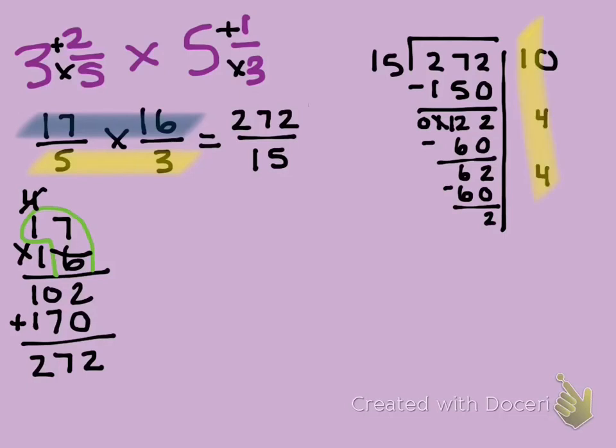So now I add up the answers on the side to get my whole number of 18. The remainder is in red, and that's my numerator. And then the denominator is in blue, and that's 15. So here again, without using the area model, we still got the same answer of 18 and 2 over 15.